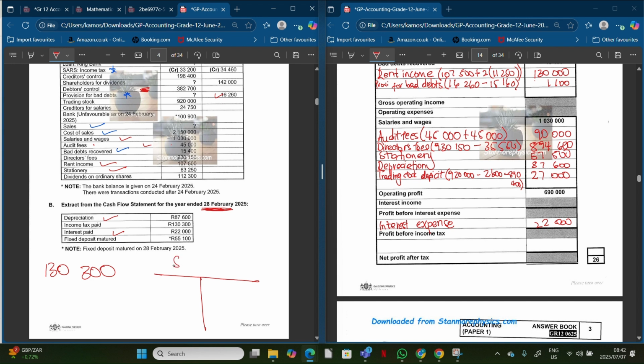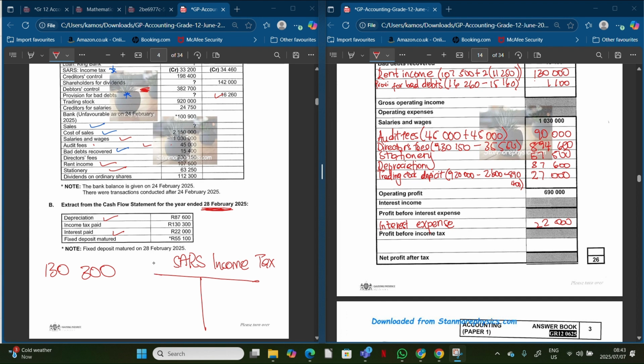So now let's do a T account of the SARS income tax, right? Because most of the time we never understand what they're asking us to do basically. So now let's record it.